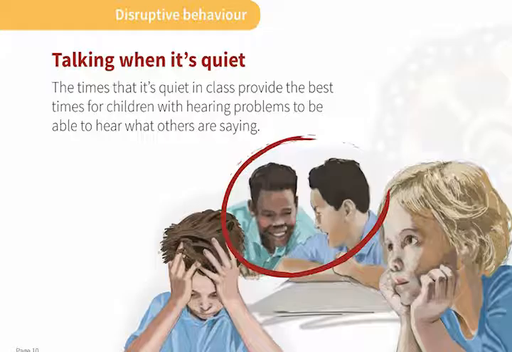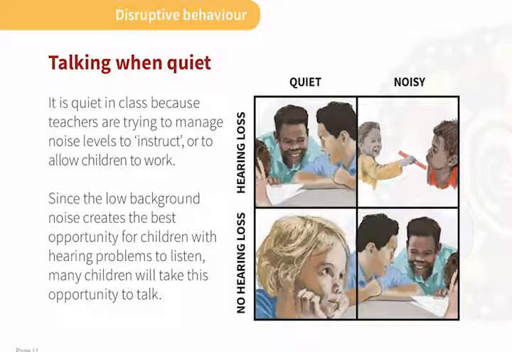But there are problems with children doing this because the times that it's quietest in class is when teachers are trying to manage noise levels to instruct the class or to allow children to work. So children talking at this time is going to be seen as disruptive, and they're likely to be seen as a behaviour problem. But since the low background noise creates the best opportunity for children with hearing problems to listen, many children with listening problems will take this opportunity to talk. Otherwise, they're likely to remain socially excluded at school.